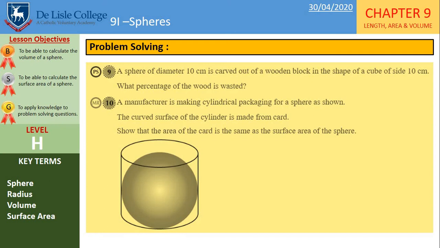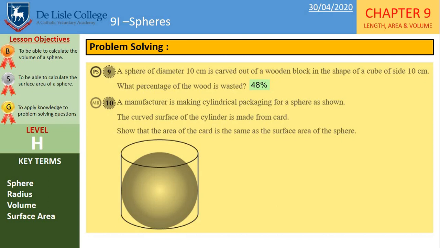Right, so the first one, question 9, we've got a sphere and a cube. We need to work out the volume of both of those. If we find the difference, we can find out how much wood is wasted. Then if we do the wood wasted out of the full cube and convert that into a percentage, we get 48%.